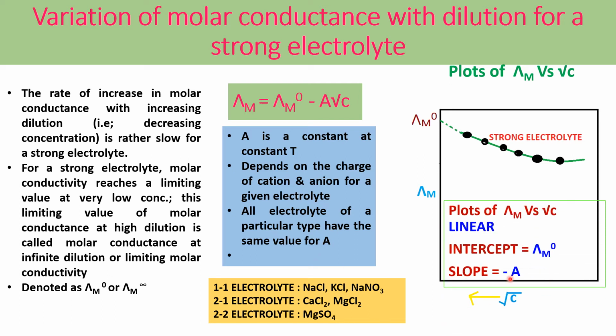So the plot of lambda m versus root c is found to be more or less linear. Here you can see it is extrapolated to 0 concentration. So it is linear in accordance with the equation lambda m is equal to lambda m0 minus A root c. So it is a linear plot. Intercept value is lambda m0 and slope is minus A. For a linear plot, y is equal to mx plus c. So here slope is minus A and lambda m0 is the intercept value.